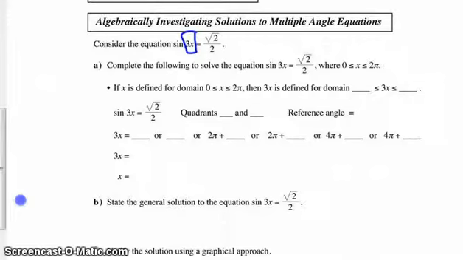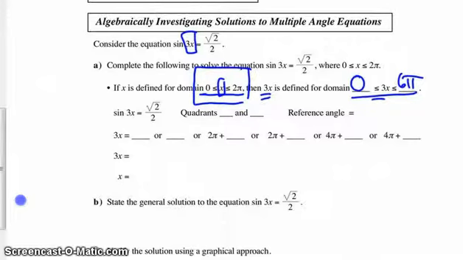x is defined from 0 to 2 pi, but you do have to redefine the domain, because now if you have a 3x, clearly an equivalent statement would be 3x is between 3 times 0 is 0 and 3 times 2 pi is 6 pi. So you have to redefine your domain. If x can be between 0 and 2 pi, clearly 3x can be between 0 and 6 pi. All right, and now we go back to the same procedure.